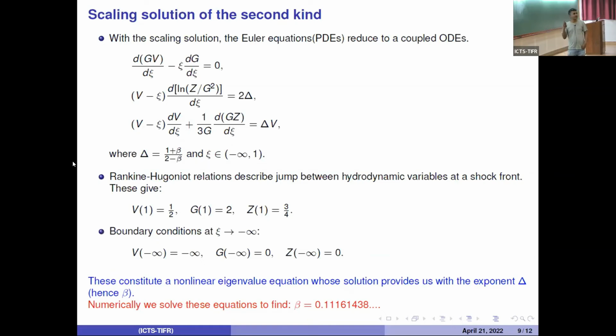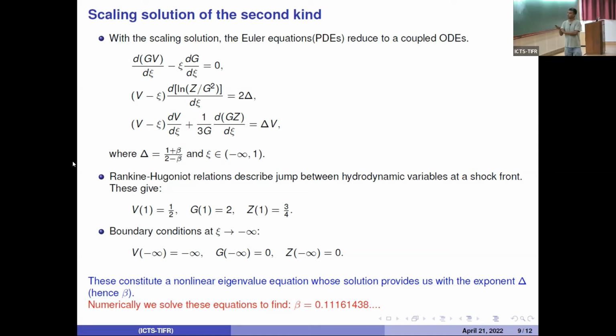Now we again have to use some boundary conditions to solve these ODEs. For the blast problem, if you have a shock front, you can use something called the Rankine-Hugoniot relations to find how the discontinuity at the shock front behaves. So this leads to boundary conditions at the shock front. But on the left end, we have a different situation where you have a non-hydrodynamic regime, and there we can argue that the boundary condition should look something like this.